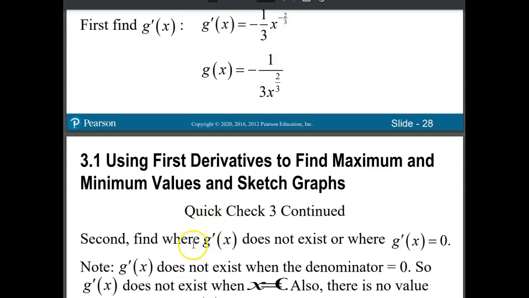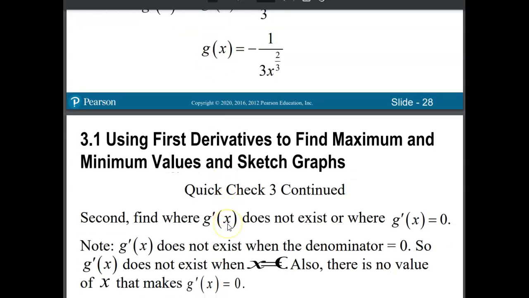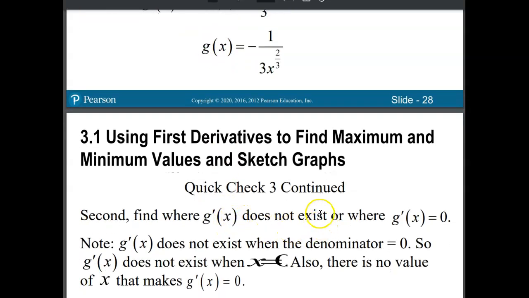So we need to know where g prime, this should say prime right here. I just noticed that. G prime, this should also be a prime. This is just a simplification of g prime. All right, where it doesn't exist or where it is 0. So g prime doesn't exist if the denominator is 0. That would be at x equals 0. And it'll never equal 0 because the top can't ever be a 0.